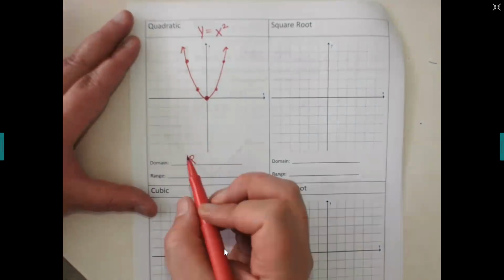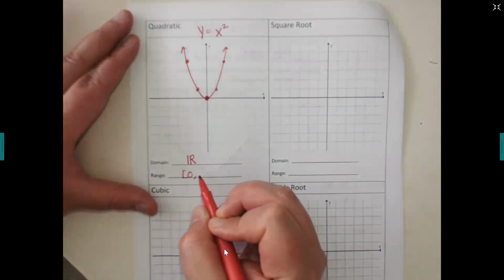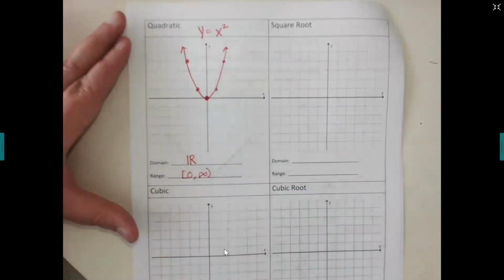For my range, can I put all real numbers? No, what's the lowest your quadratic goes? 0. So it'll be 0 with a bracket to infinity with a parentheses.